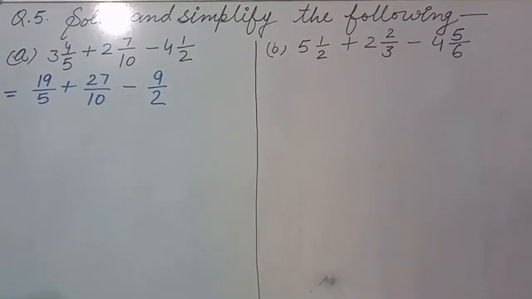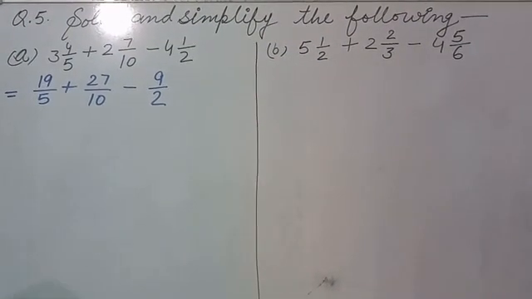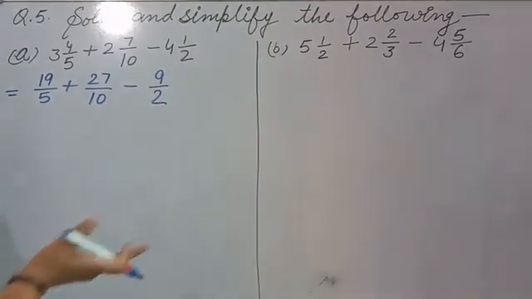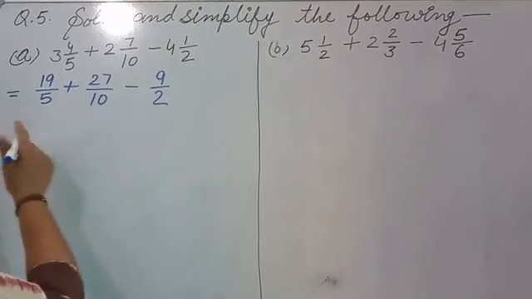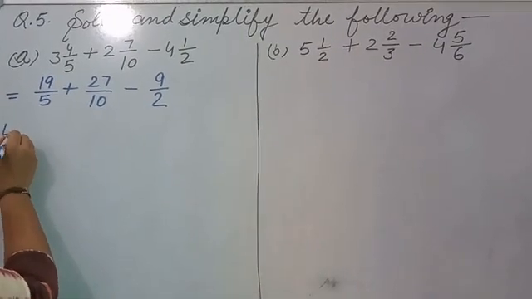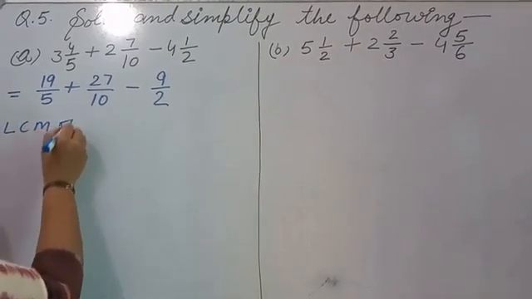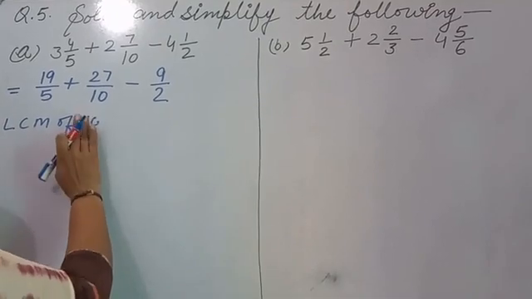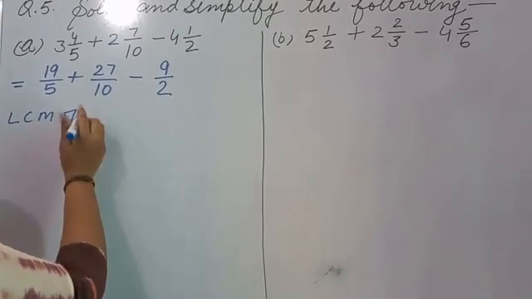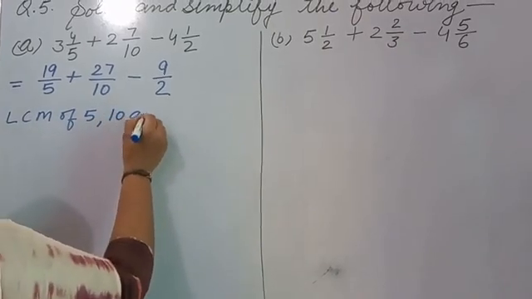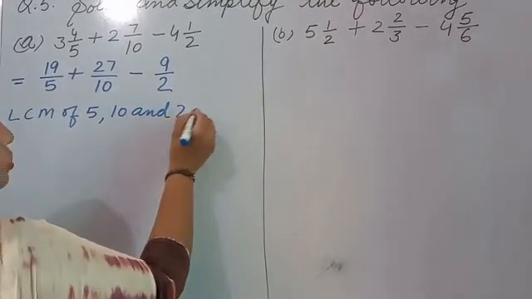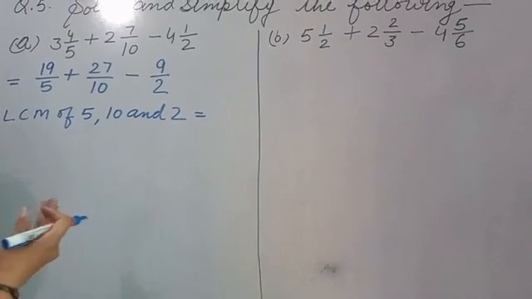Now we change them in improper. After that what will we do? We should make the denominators same. Same process in all questions. So firstly we make the denominator same. So for that we find LCM of 5, 10 and 2. So as I told you, we should recite the smaller number table.